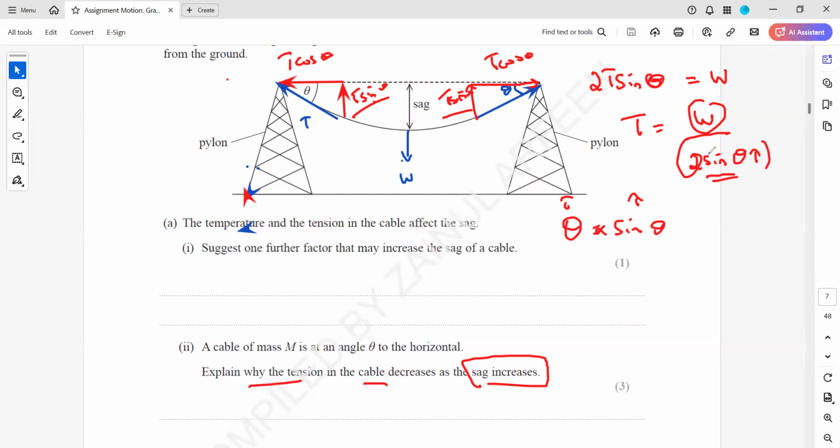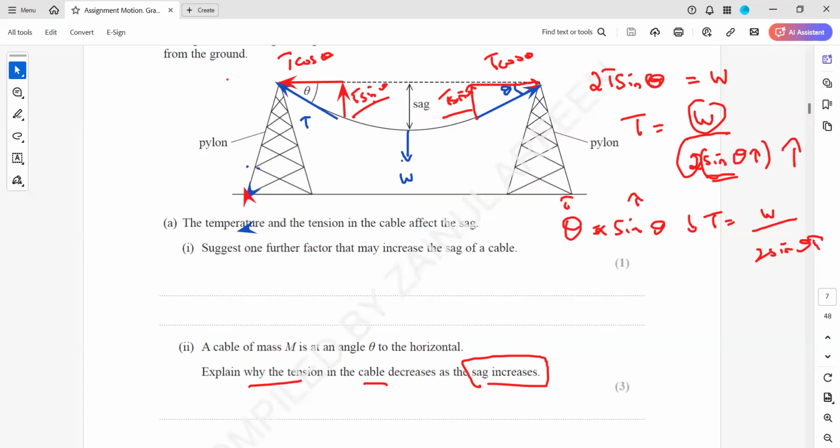If the value of sine theta increases, the denominator will be larger. If the denominator is larger, what will happen to the value of t? The value of t will decrease. So you can write the answer like the structure I will mention.